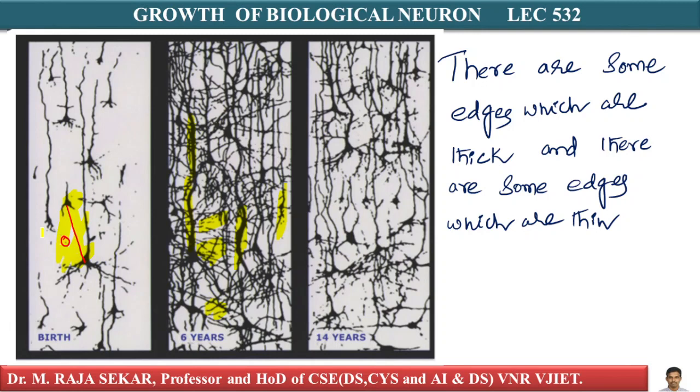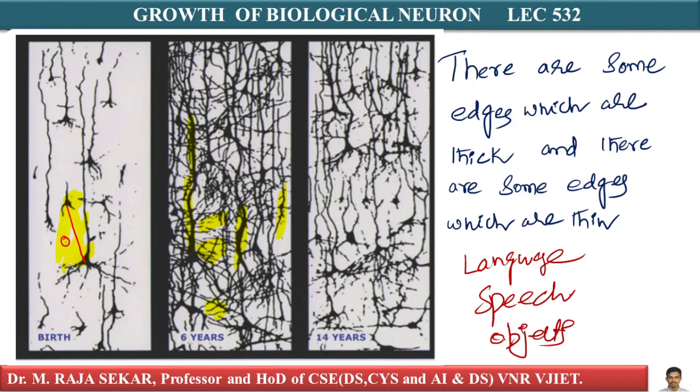Of course, just imagine, from the time of birth until the kid is 6 years old, they will learn language, isn't it? They will learn to recognize speech, isn't it? They will learn recognizing objects, isn't it? There are lots of things that a kid's brain learns from 0 to 6 years old.